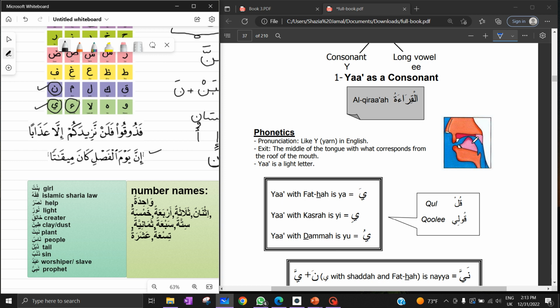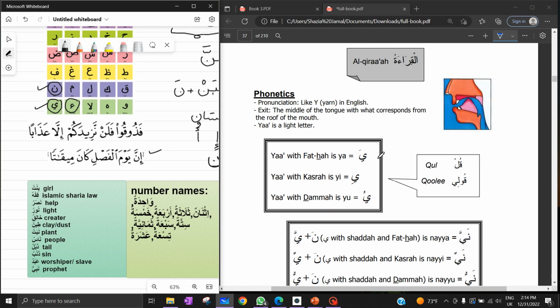So you can practice right now and see how your tongue is moving, whether it is raising or not. Ya, ya. Your tongue is not touching the sides of your jaws, upper or lower, or any teeth in front. It's just in the middle, and the middle of the tongue is raised up to the roof of the mouth, but it is only slightly touching, not touching fully or sticking. This is how you pronounce ya. Ya is a light letter.